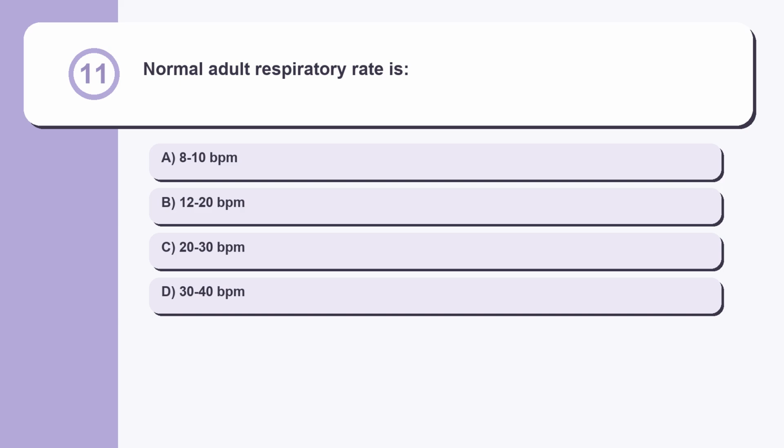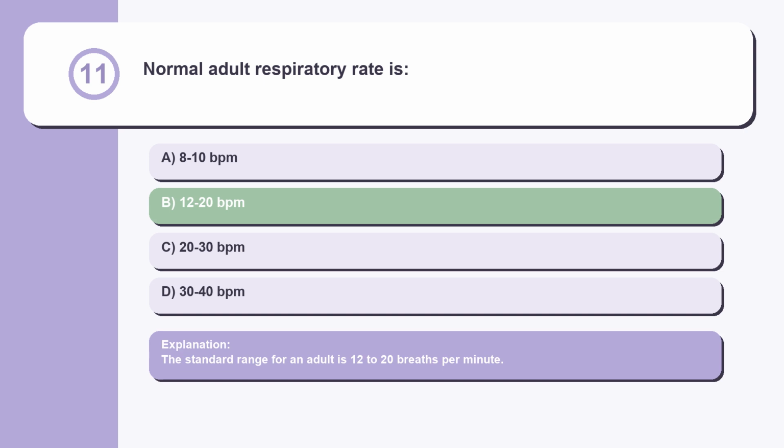Question 11. Normal adult respiratory rate is 8 to 10 BPM, 12 to 20 BPM, 20 to 30 BPM, 30 to 40 BPM. The standard range for an adult is 12 to 20 breaths per minute.